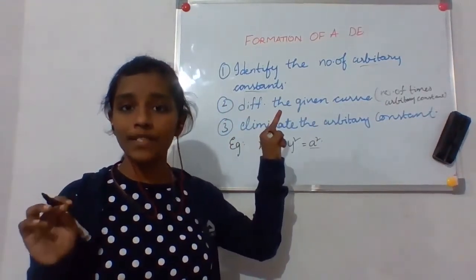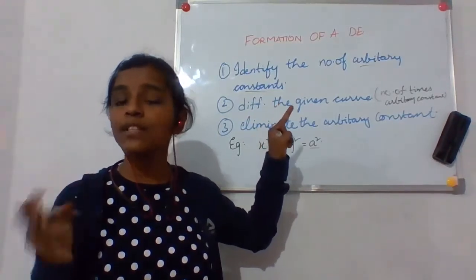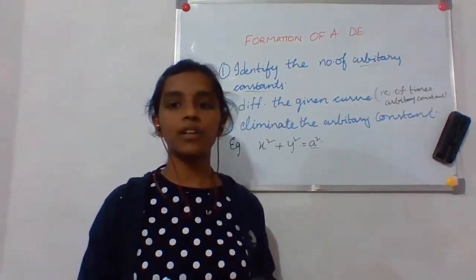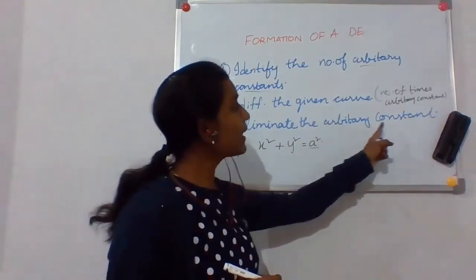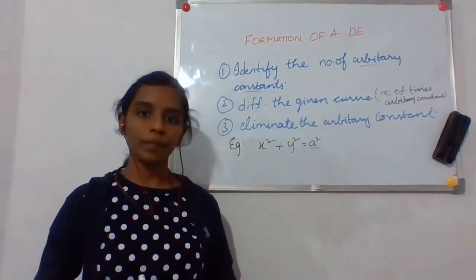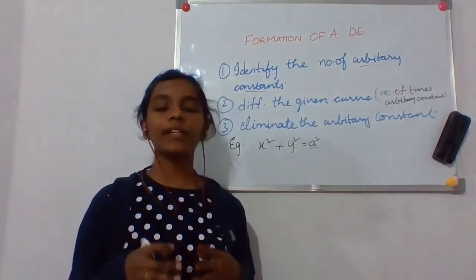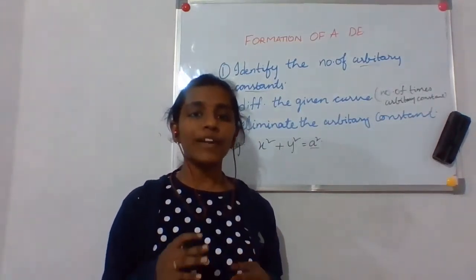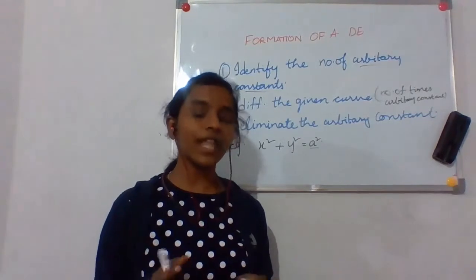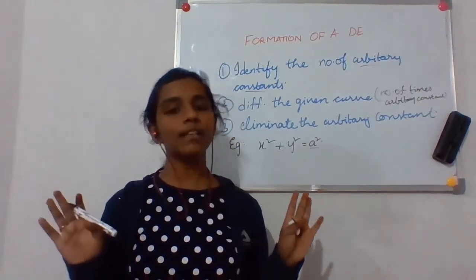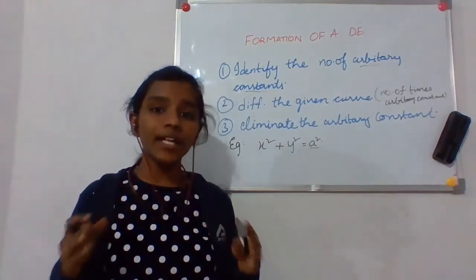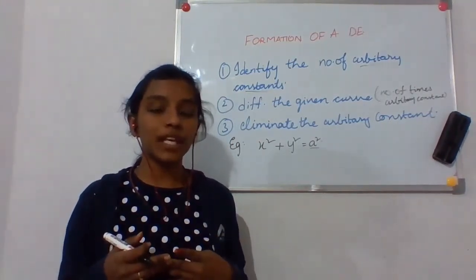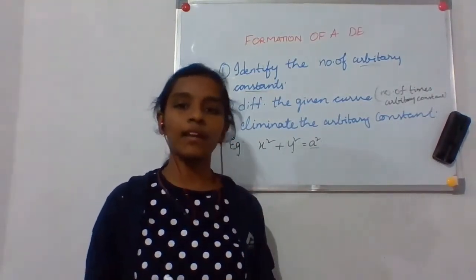How many times? However many arbitrary constants are present, that many times you are going to differentiate. Now what is the third step? You are going to eliminate the arbitrary constant. If, when you differentiate the equation itself, the arbitrary constant is eliminated, then there is no need to do the third step. But if the arbitrary constant is not eliminated even after differentiating the equation, then you have to eliminate that term.